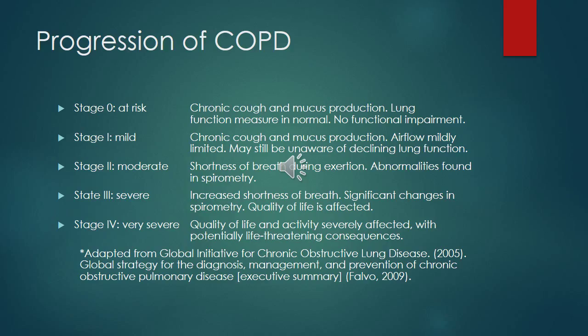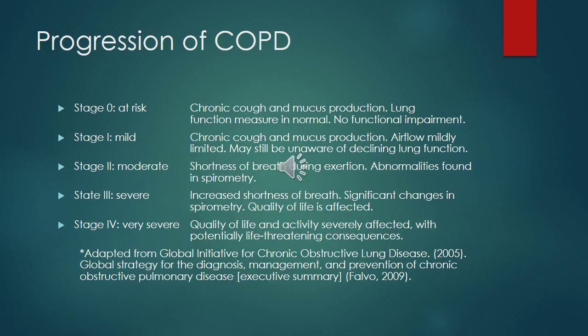Now, as the disease progresses, it may move on to the mild stage, stage 1, and this includes the chronic cough and excessive mucus production, and airflow is mildly limited at this stage. And many times patients may still be unaware of the declining lung function, although they may be aware of some of the symptoms and how they're impacting their daily activities.